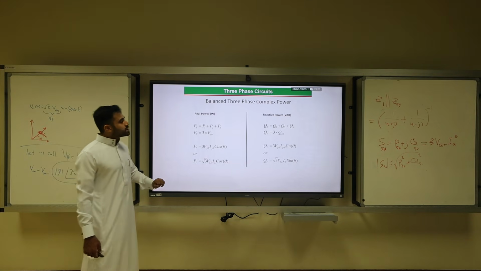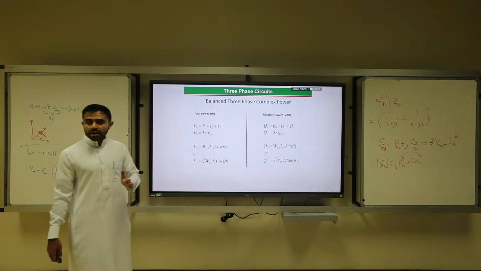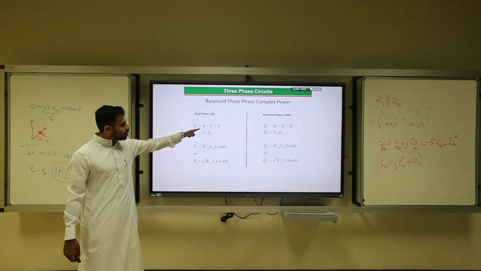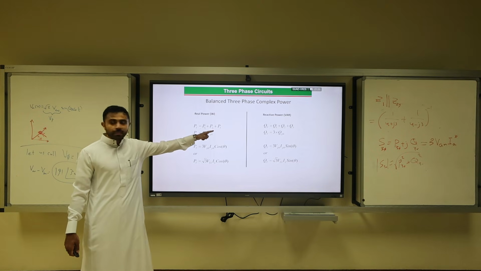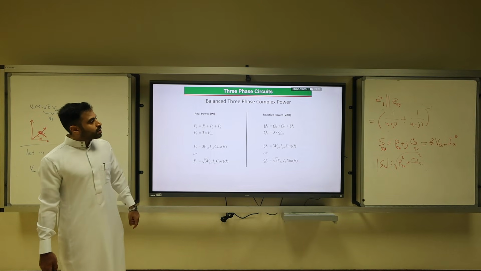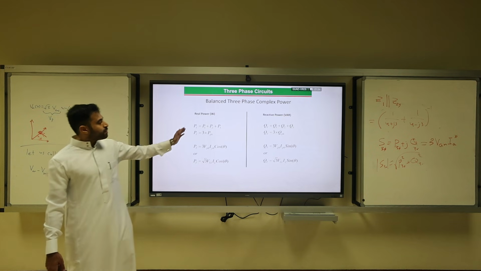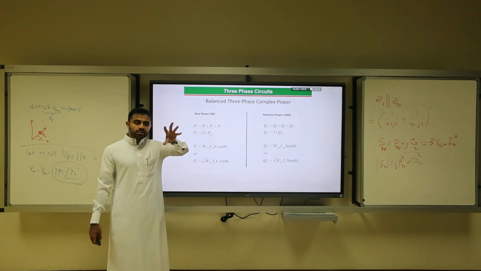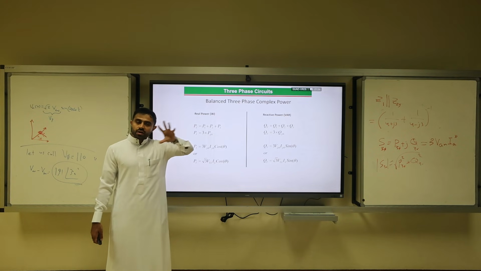For a balanced 3-phase, what is also good about balance is that we multiply by 3. If I get one power, I just multiply by 3, because the real power for phase A, B, and C are all the same. Even if we have 3 loads that are balanced, if they have the same impedance, they have the same power.